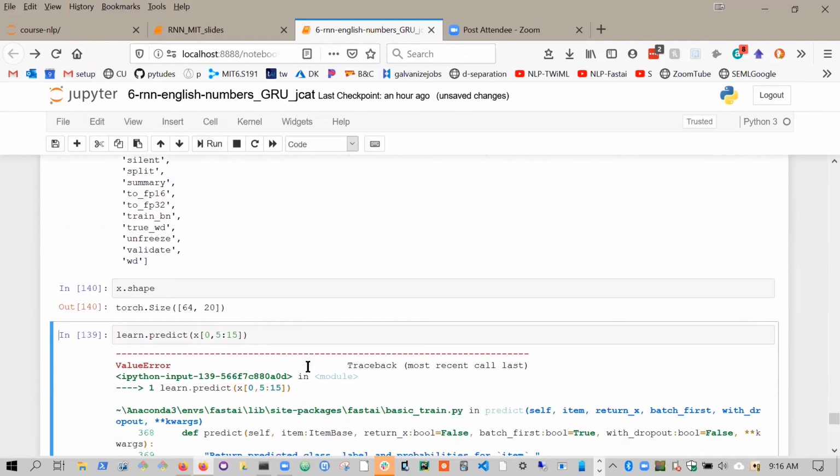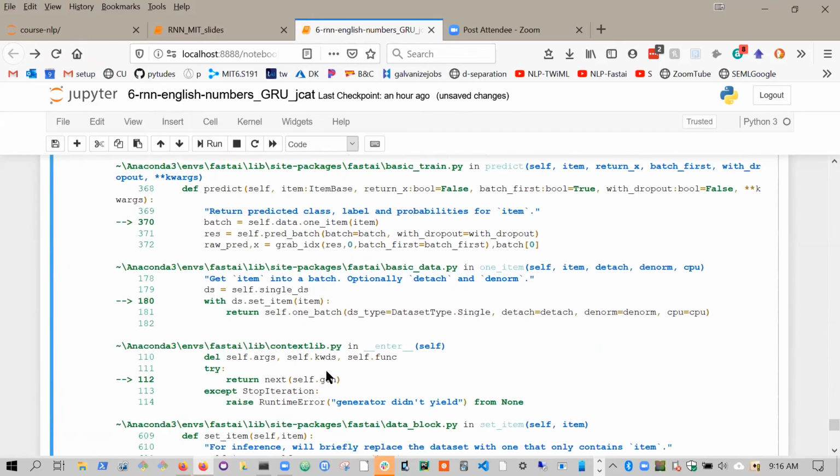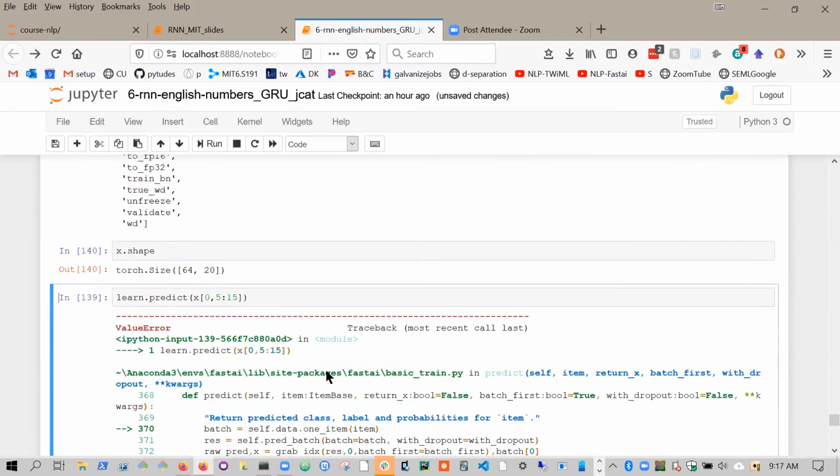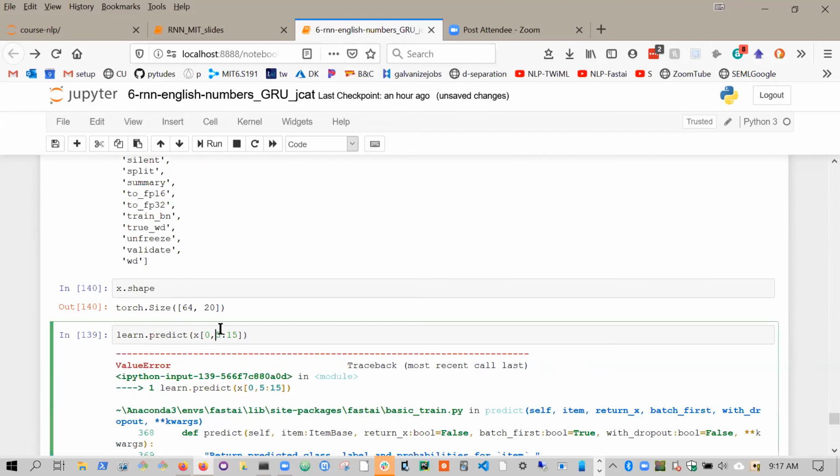Or by 20. So it's a tensor. One element tensor. Well, anyway, it'd be interesting to play with this because there's a way to make it show what the prediction of the next line is. And if I have more time, I'll fiddle around with this and see if I can.